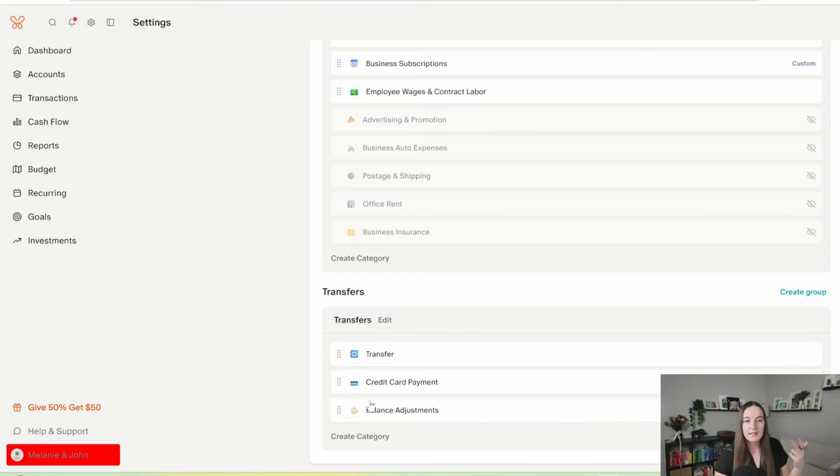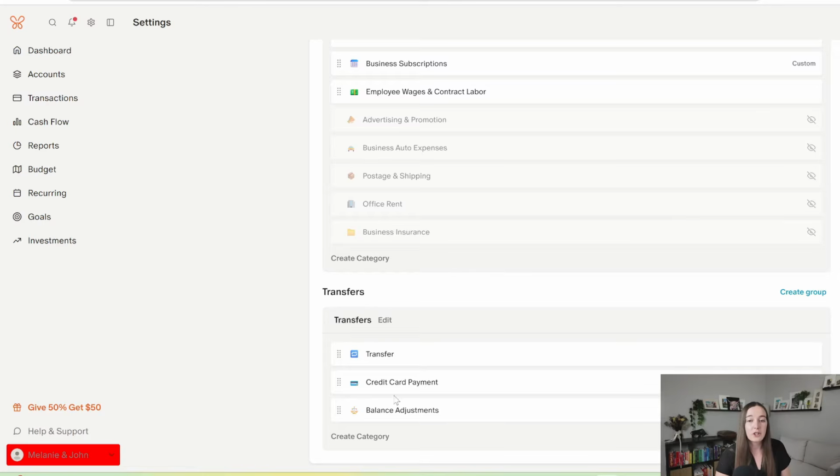Transfers really simply are neither income or expenses. That just means that if you mark something as a transfer, it will not show up on your budget and your cash flow because your budget and cash flow is only showing you income and expenses. So transfers are really left out of reports. And the reason why is so that we don't accidentally double account things. We're not marking things that shouldn't be labeled as expenses.